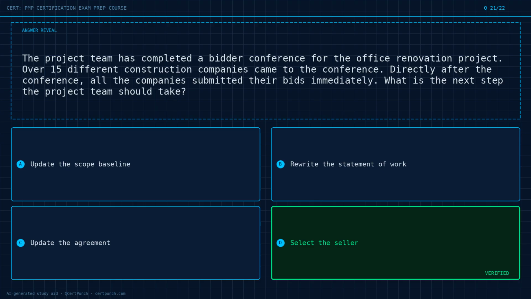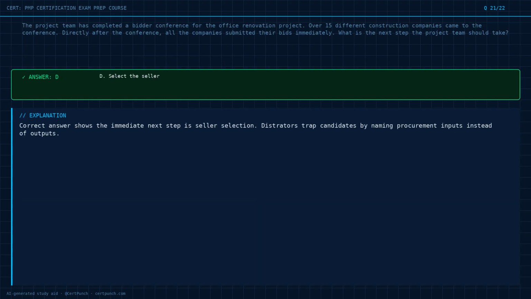The answer is option D. Key cue. Correct answer shows the immediate next step is seller selection. Distractors trap candidates by naming procurement inputs instead of outputs.